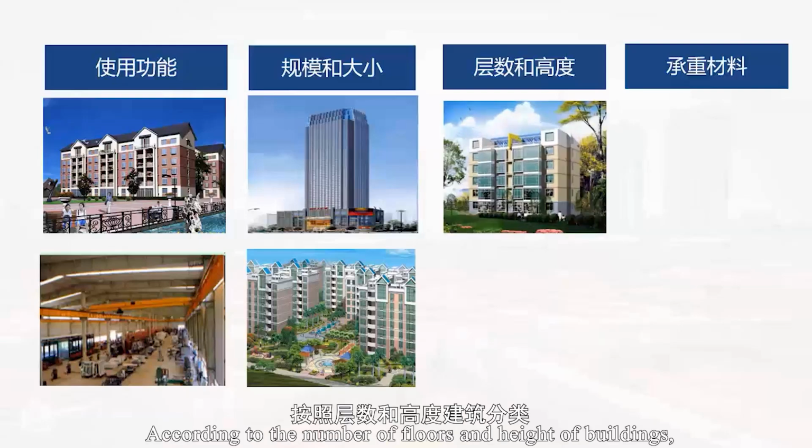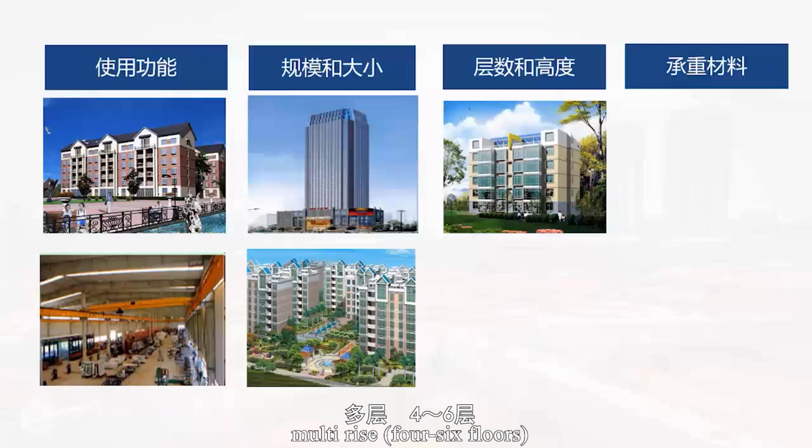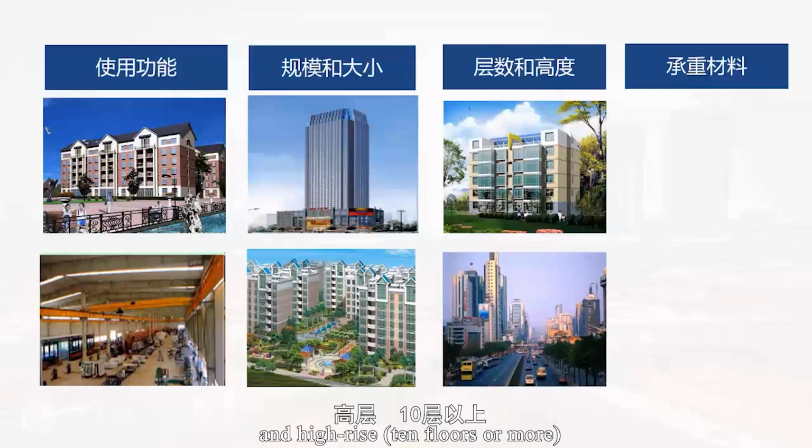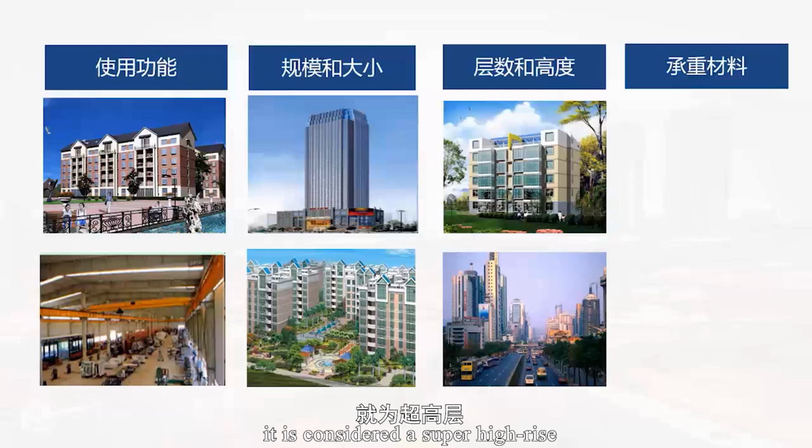According to the number of floors and height of buildings, we classify them into low-rise, 1-3 floors, multi-rise, 4-6 floors, and high-rise, 10 floors or more. When the height of a building exceeds 100 meters, it is considered a super high-rise.